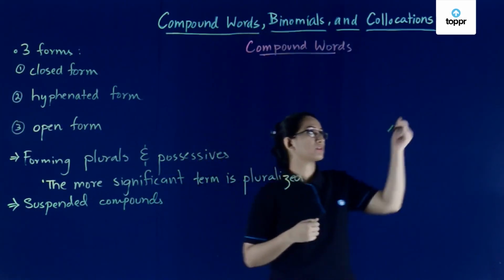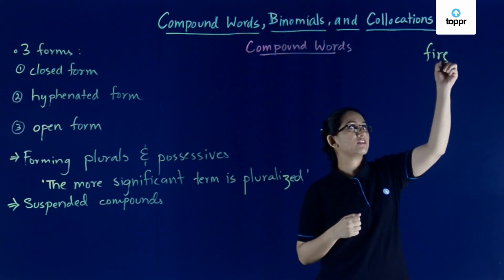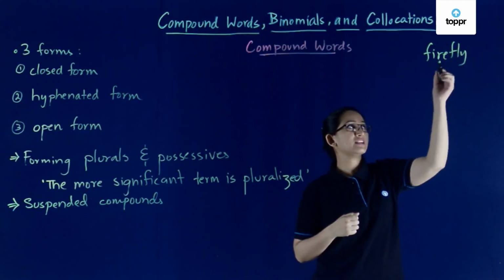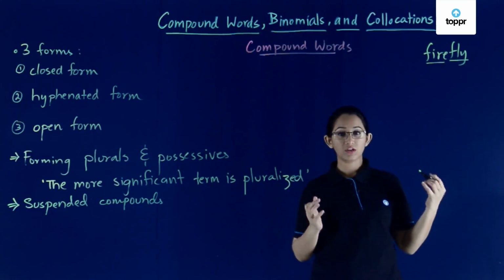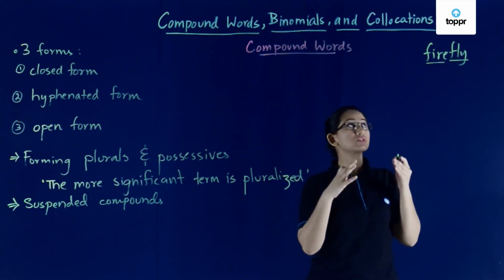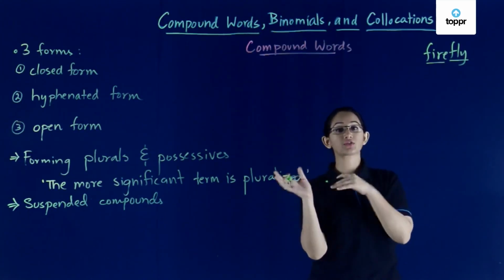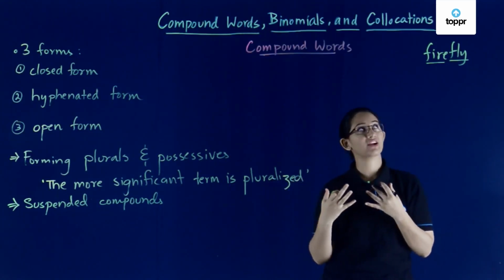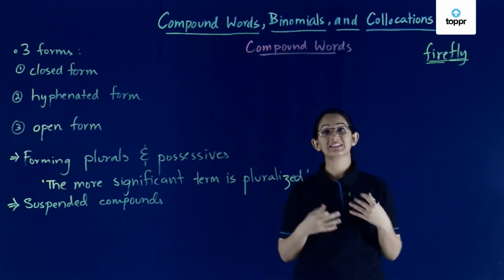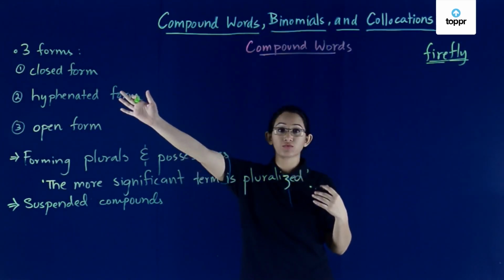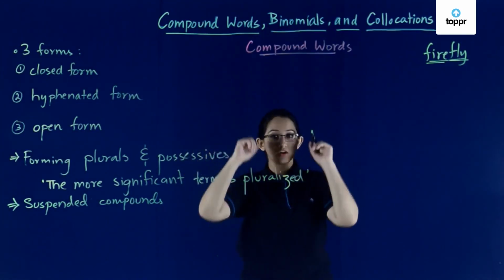Let's take an example. We have words like fire, fly, right? Here, fire is one word and fly is another word. But over time, we've used these words together to refer to the insect, the firefly, right? The one that has lights at the end. So here, the word firefly is an example of a closed form of a compound word.